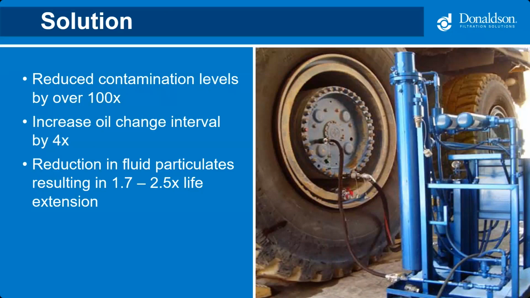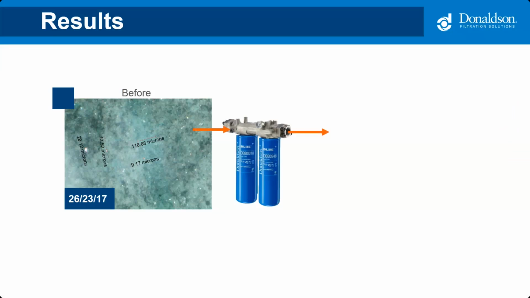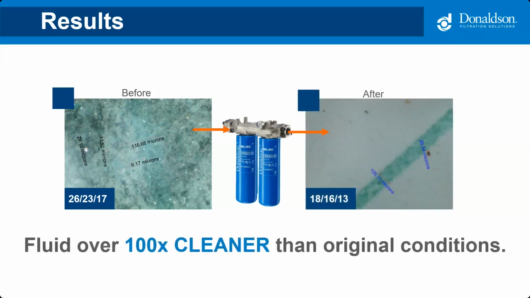We're also able to reduce the fluid particulates, resulting in a 1.5 to 2.5 times life extension of those expensive rear wheel motors. So what that looks like beforehand, using filtration and an offline cart to be able to polish that fluid and return it back into service, we're over 100 times cleaner than those original conditions.